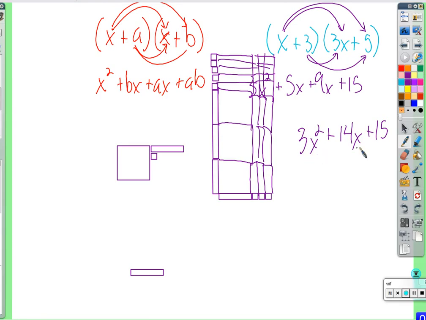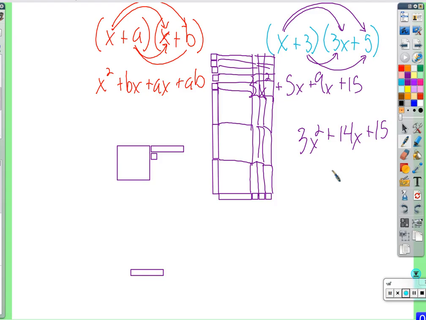If I gave you 3x squared plus 14x plus 15, could you figure out, somehow, that it came from these two being multiplied together? Maybe not. That's a much trickier proposition. You could multiply 476 times 355, but if I gave you that number, could you figure out that those two numbers were the ones that multiplied together to make it? That's trickier. So we're going to what's called factor a quadratic.